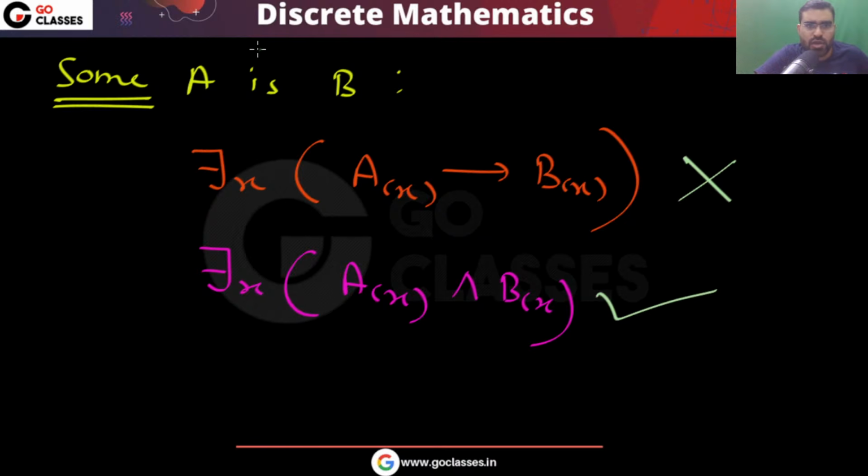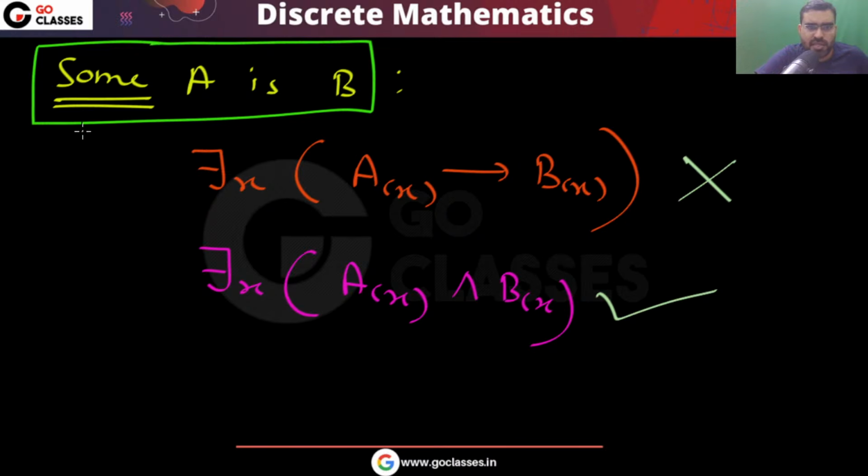So when you have this type of statement, some A is B, it is written like this: there is someone who is A and B. This is how we write it. Very easily you can see.